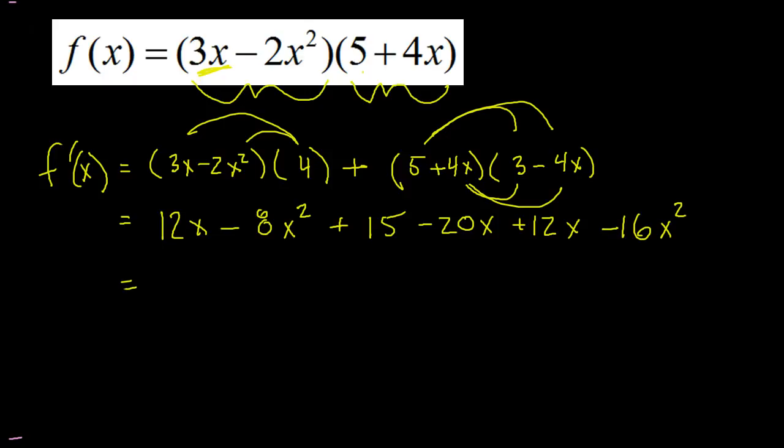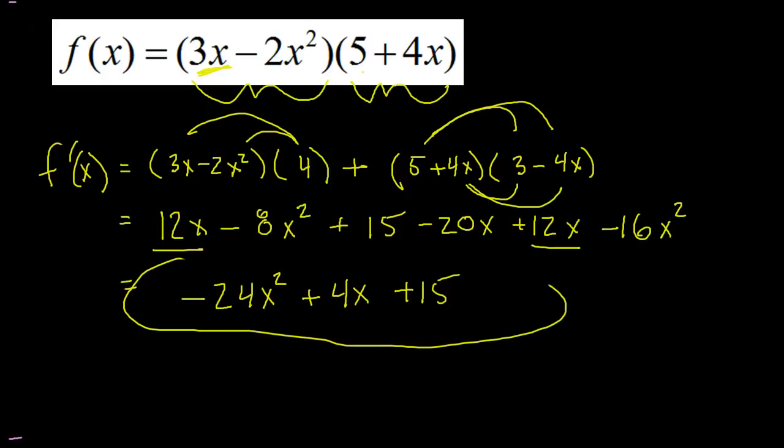So I got a negative 8x squared and negative 16x squared. That's going to be negative 24x squared. I got a 12x, another 12x, that's 24x, minus 20x, that's 4x. And then I got a very lonesome 15. And there you go. There is the derivative, f prime of x.